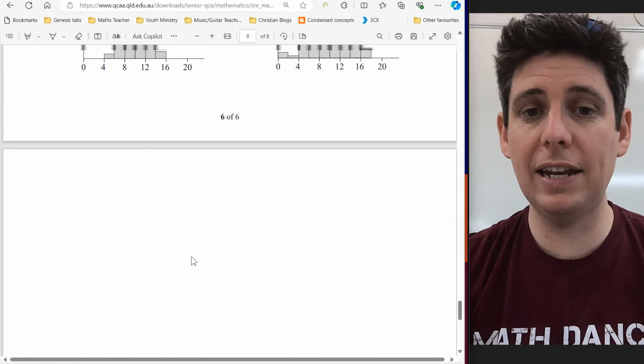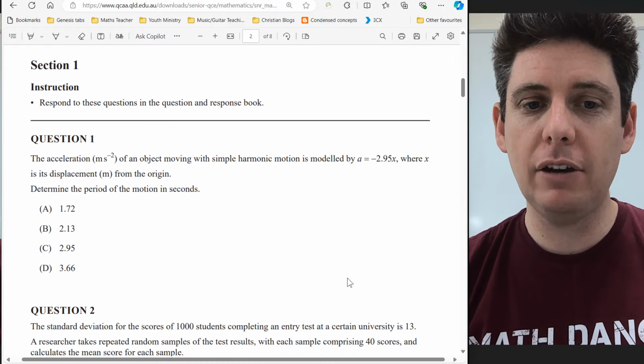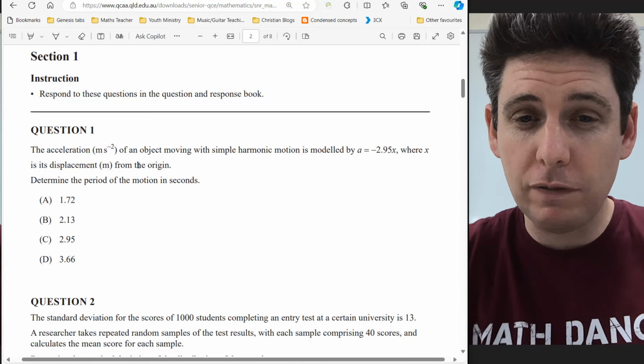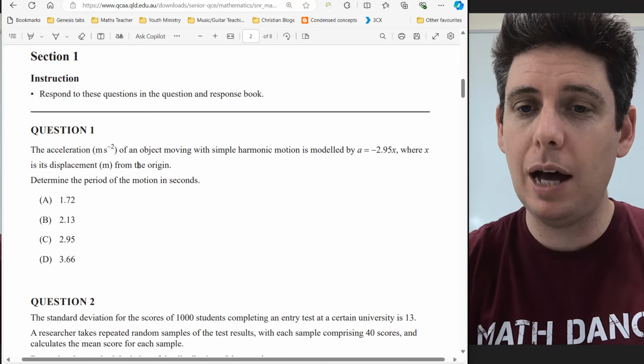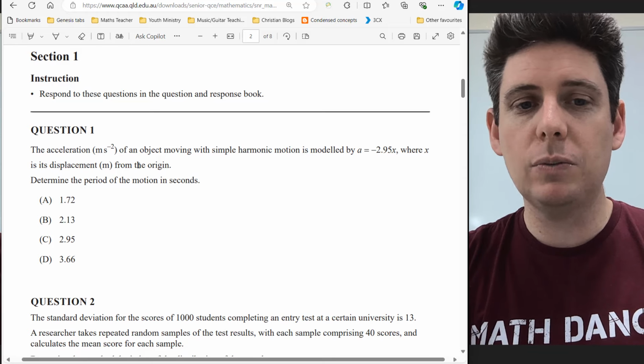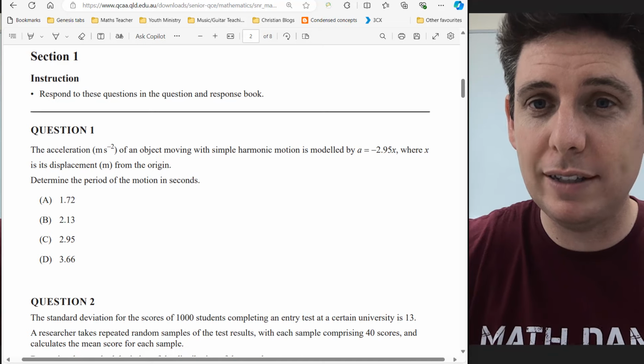All right, that's the end of paper 1. Paper 2, hopefully you've got your calculator ready. The first one. We've got an acceleration of an object moving with simple harmonic motion. A equals negative 2.95x, where x is the displacement from the origin. Determine the period of the motion in seconds.